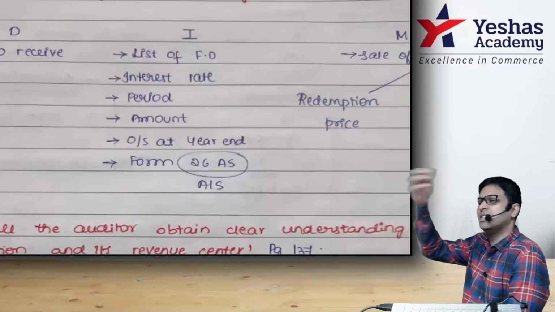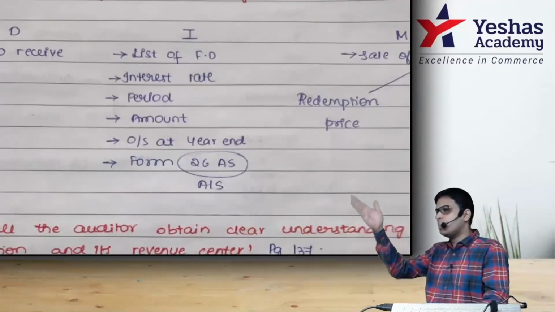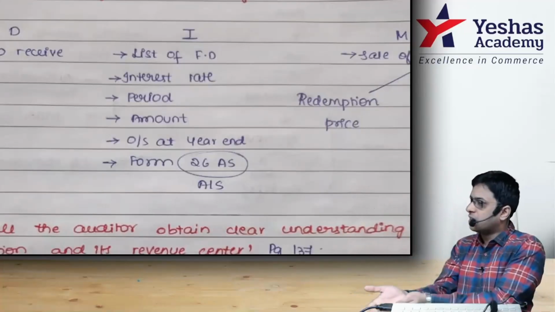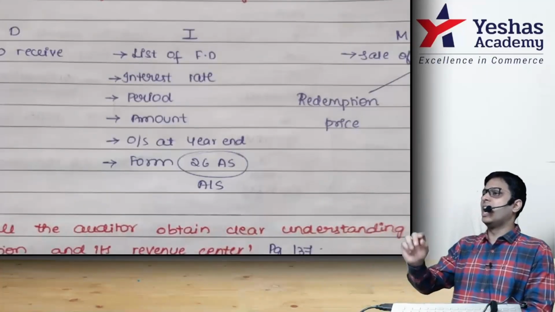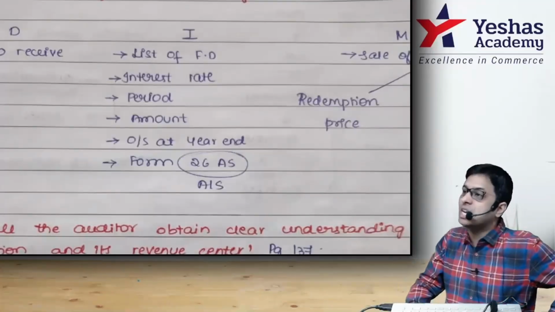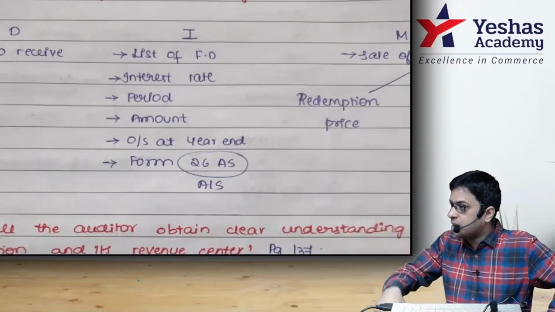Tell me, the interest part is very easy. List of FDs multiplied by the interest rate multiplied by the period, you get the amount of interest. Then what is the outstanding at the year end? And you have to check the form 26AS and also the AIS. AIS is the annual income statement. That is what is currently applicable in India.